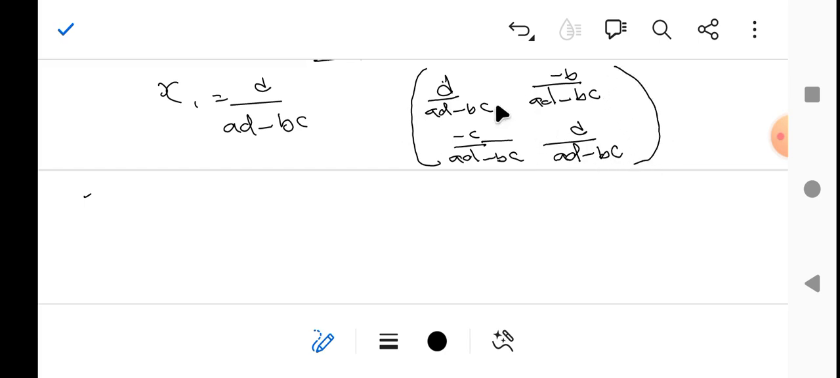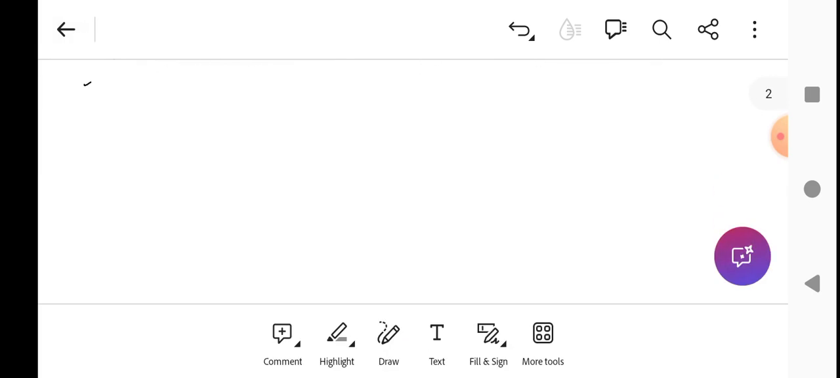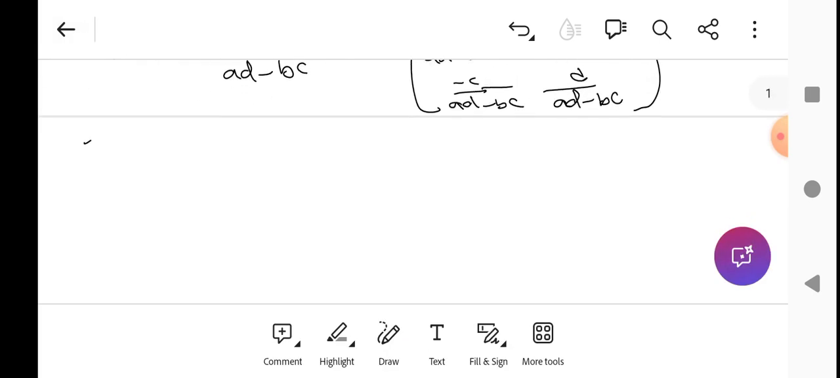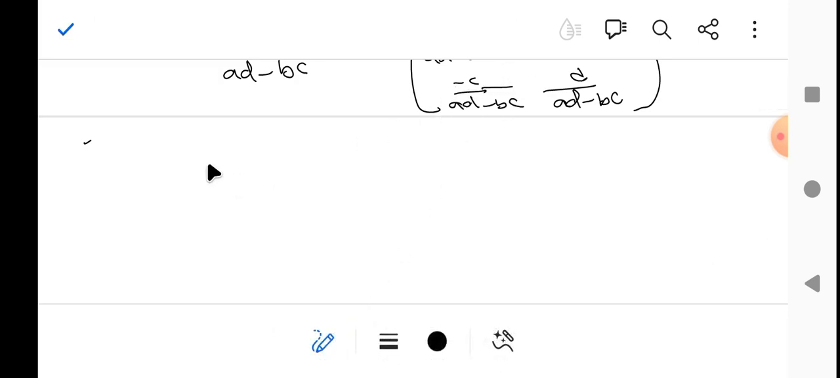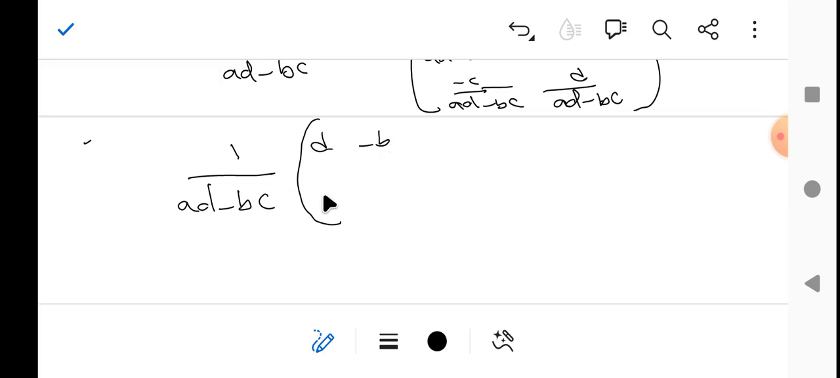So what can I do? I can factor this out, right? If I factor this out, what am I going to get? I'm going to get 1 all over AD minus BC. If I factor it out, what I will be left with will be D, minus B, minus C, and then we have A.